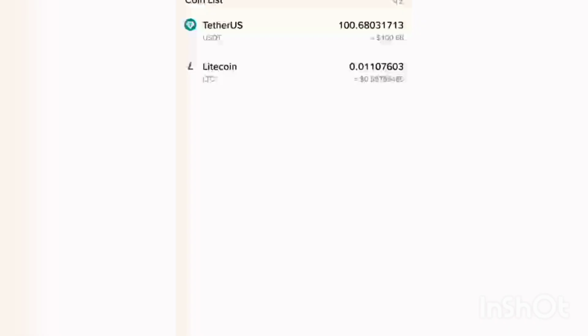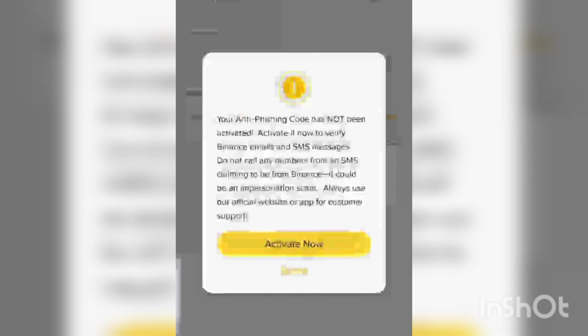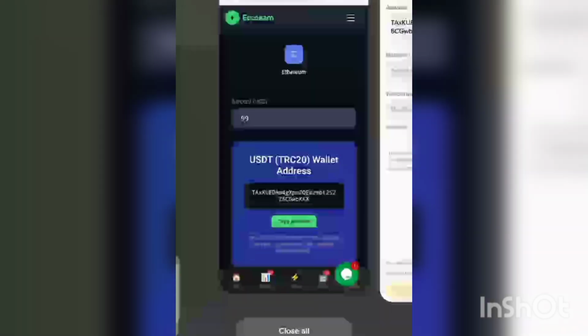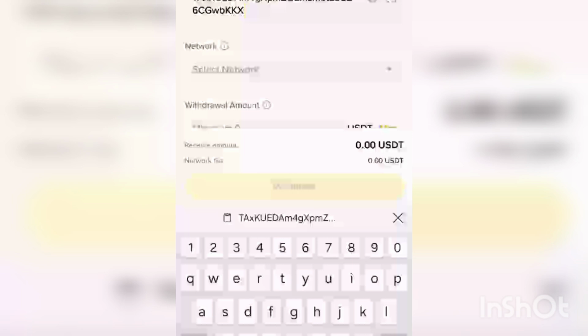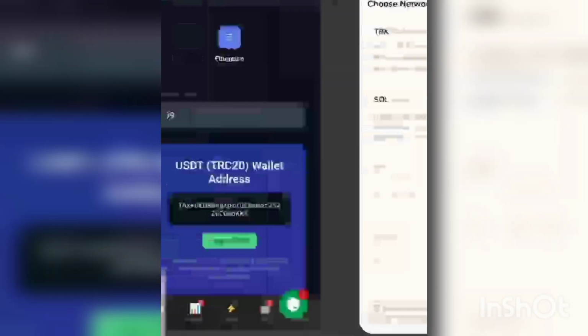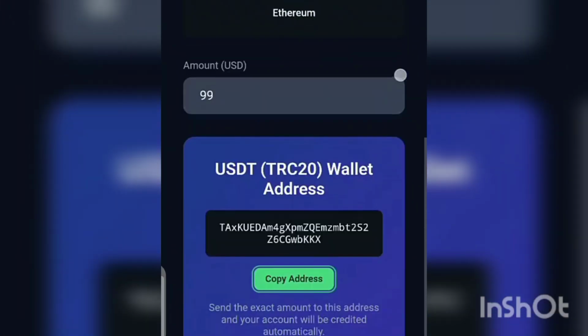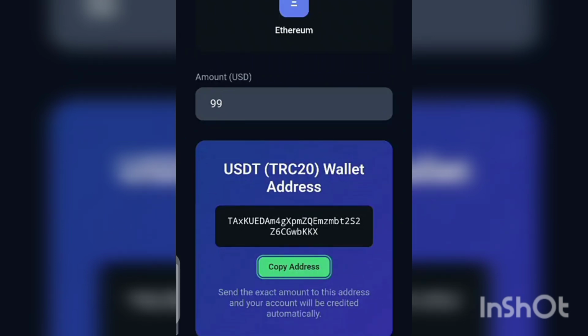The next thing I'm gonna be doing is to click withdraw, then paste my address. Follow it step by step. You paste your address and you cross-check it with the one you have in your wallet to make sure that it is correct. I'm gonna be selecting TRC20, which is Tron, to make sure that we selected the proper network.